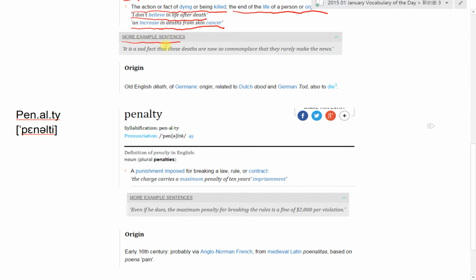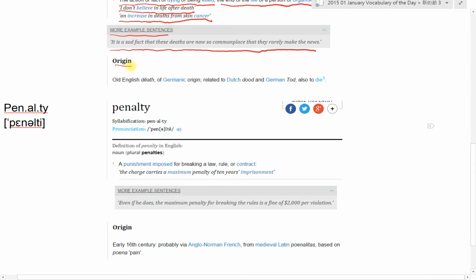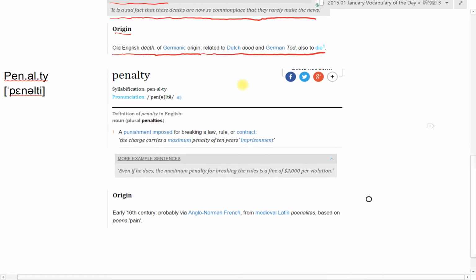More example sentences. It is a sad fact that these deaths are now so commonplace that they rarely make the news. Origins: Old English, of Germanic origins, related to Dutch and German tod, also to die.